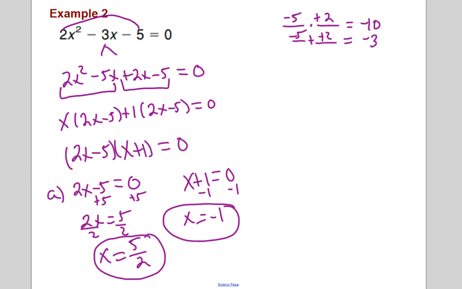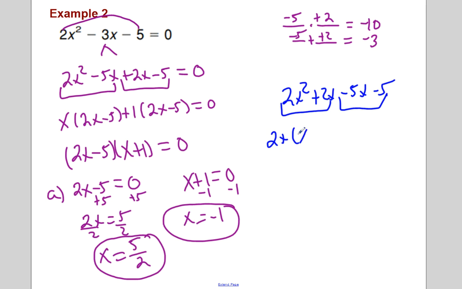Just real quick, I want to show you that order doesn't matter. I could have split the middle as 2x squared plus 2x minus 5x minus 5. When I GCF factored, that would have been a 2x this time, and I would have had x plus 1. Then I would factor out a negative 5, and that, of course, would have been an x plus 1. And I ended up right in the same spot. This would have turned into that right there.